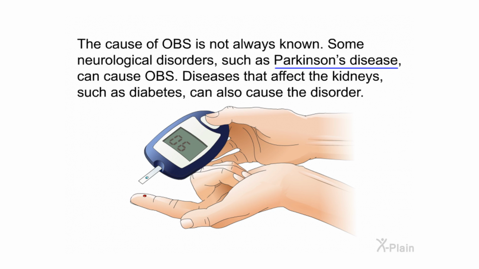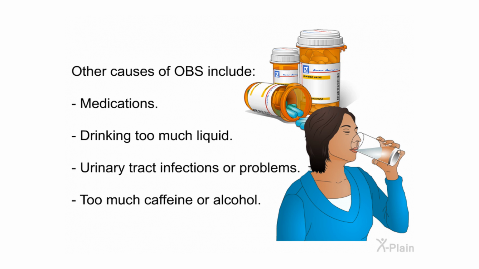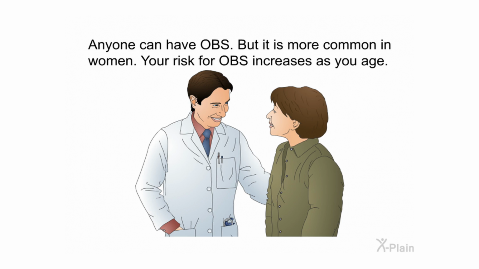Some neurological disorders, such as Parkinson's disease, can cause OBS. Diseases that affect the kidneys, such as diabetes, can also cause the disorder. Other causes of OBS include medications, drinking too much liquid, urinary tract infections or problems, too much caffeine or alcohol. Anyone can have OBS, but it is more common in women. Your risk for OBS increases as you age.